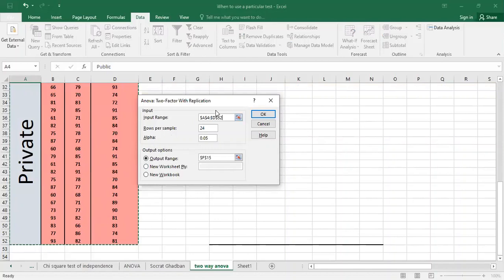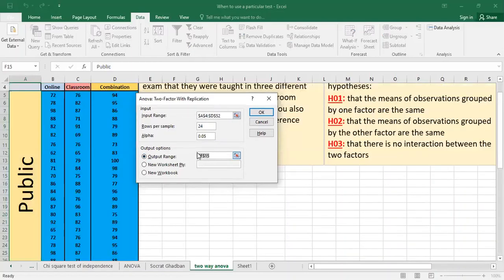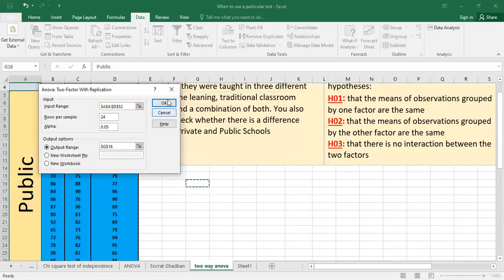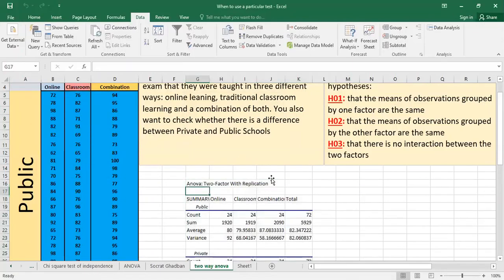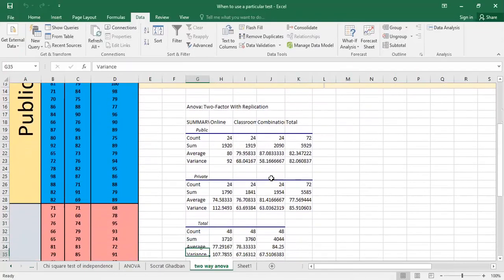And we have, as any statistical test, we have to identify the alpha, which is here 0.05. And we have also to set where we want to get our results. So we put it here. And we click on OK. So here we're having the results.